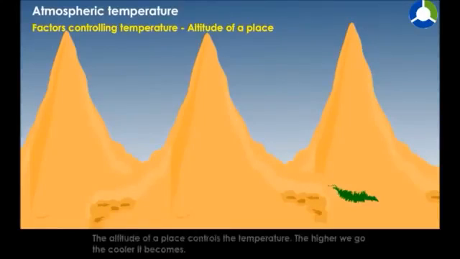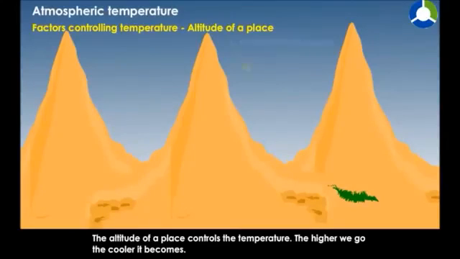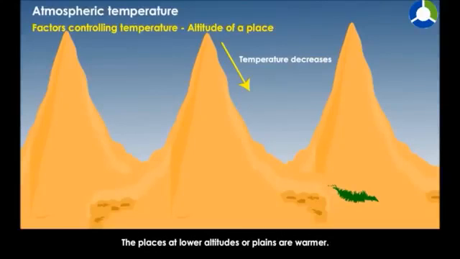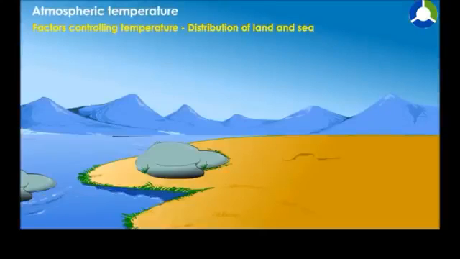Altitude of a place. The altitude of a place controls the temperature. The higher we go, the cooler it becomes. This is because the atmosphere is heated indirectly by the heat of the earth, that is, terrestrial radiation. The places at lower altitudes or plains are warmer.